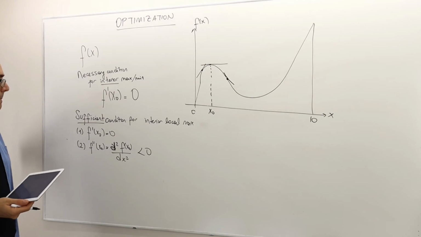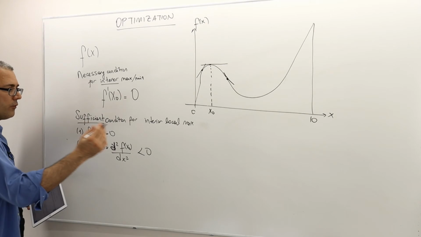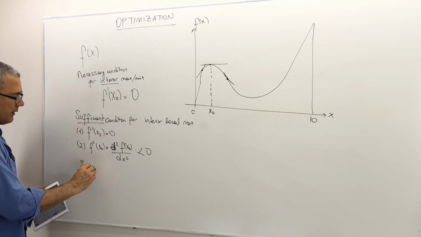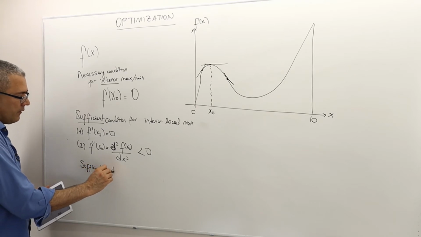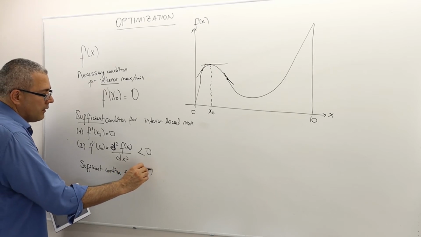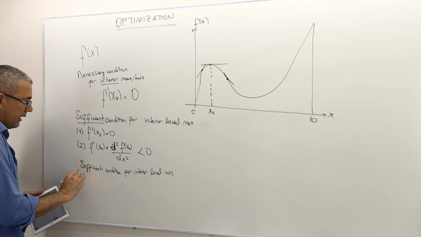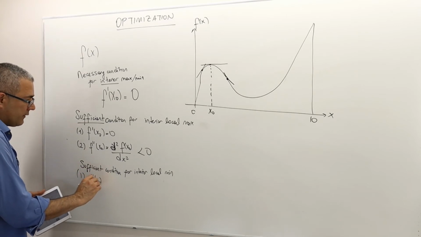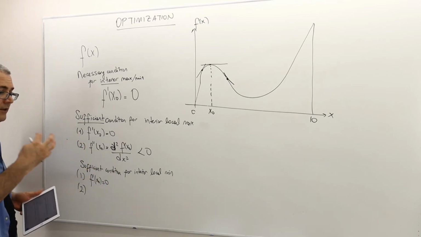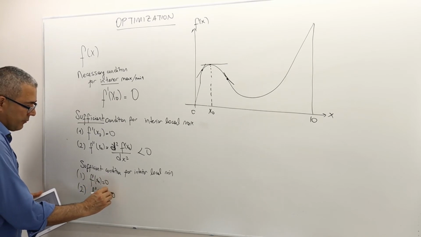So this is the sufficient condition, as you remember, for an interior local max. And the sufficient condition for an interior local minimum, I'm sorry, is: again, f prime of x naught has to be 0, so x naught is therefore an interior local minimum, and f double prime of x naught is positive.